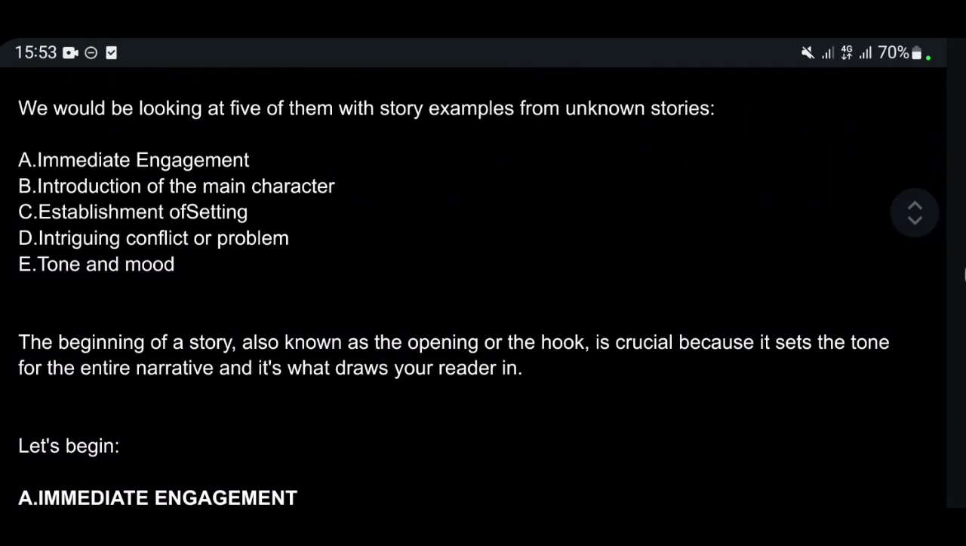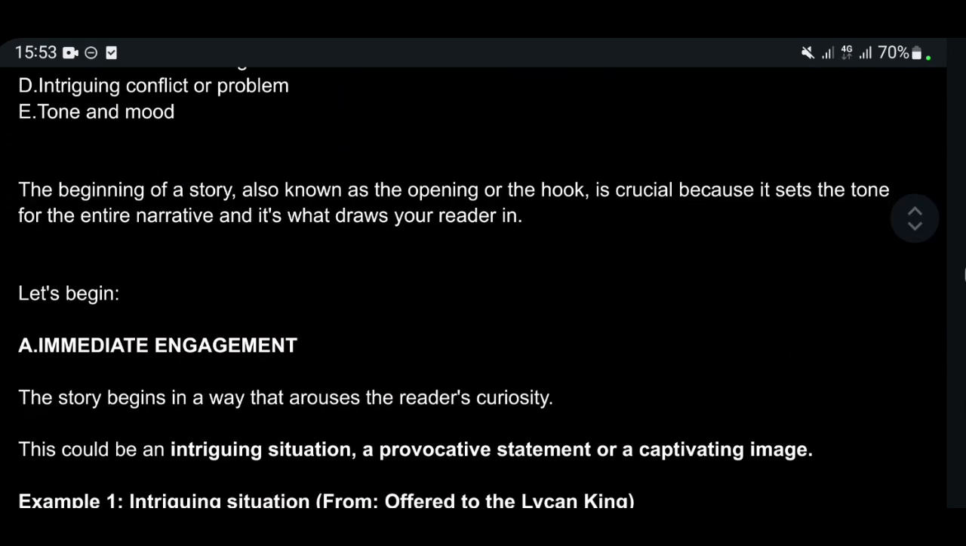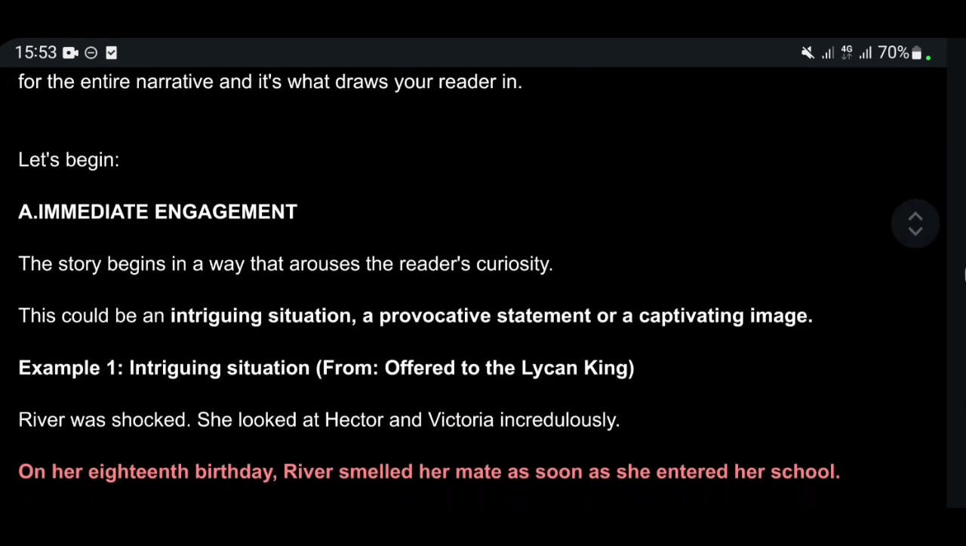Okay, you know, the beginning of a story, also known as the opening or the hook, is crucial because it sets the tone for the entire narrative and it's what draws your reader in. If you don't have a good beginning, I don't think anybody will want to read your story. If your story is boring, try to read some story that is boring to know if you are going to enjoy reading them. That's how it looks like. Okay, so without wasting much of your time, let's begin.